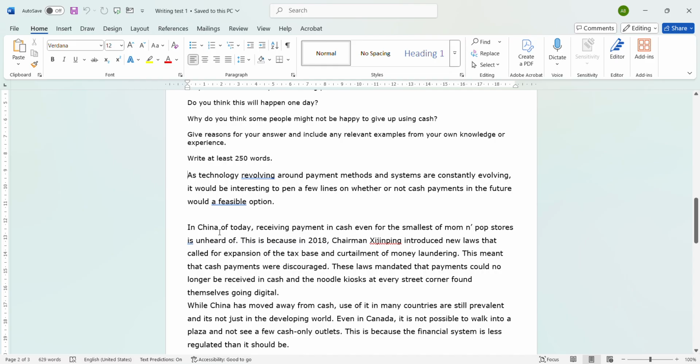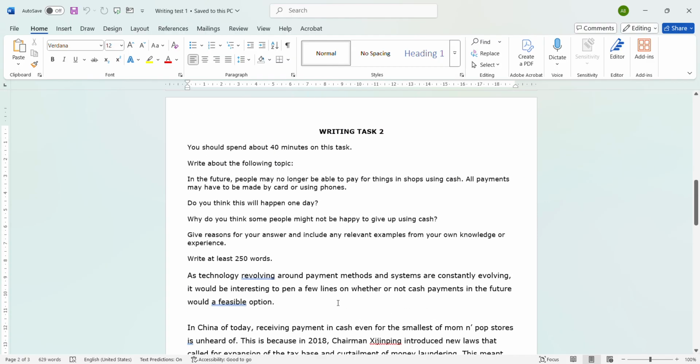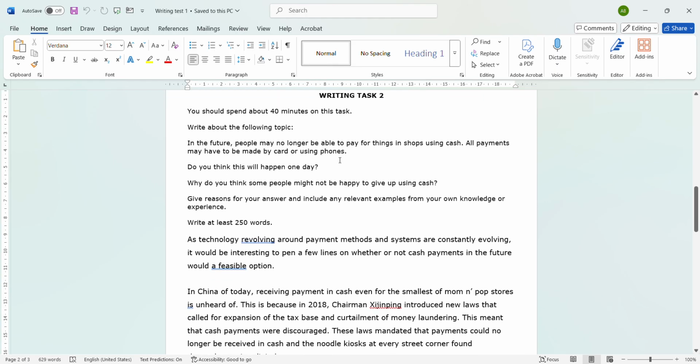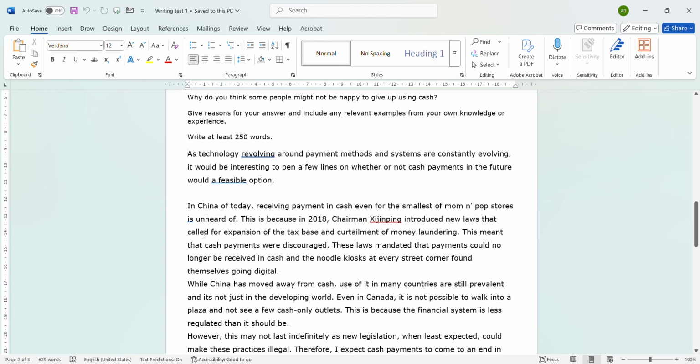Moving on, I have used an example of a country and how that country has or is moving away from the use of cash payments to highlight my opinion. So this is an opinion essay that in future, yes, countries and people will be moving away from the use of cash to paying by card and mobile phones.